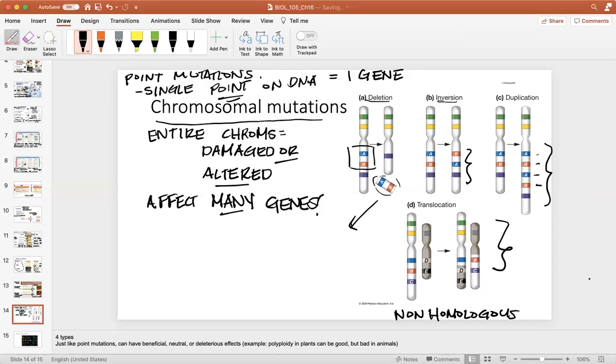So just like with point mutations, these large-scale chromosomal mutations can have beneficial, neutral, or deleterious effects. Sometimes, like here, it might not make a difference at all if you invert these genes, or sometimes it might. It just depends on the context. For example, in plants, having multiple copies of genes can be good, but in animals, it can be bad. So it just depends on what you're talking about.